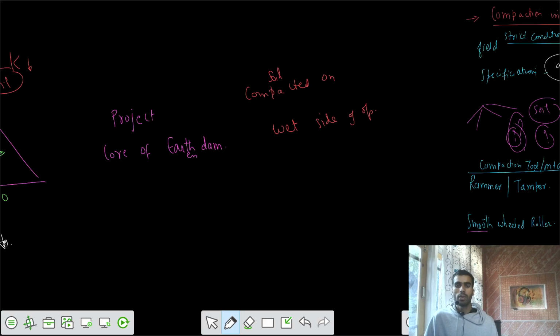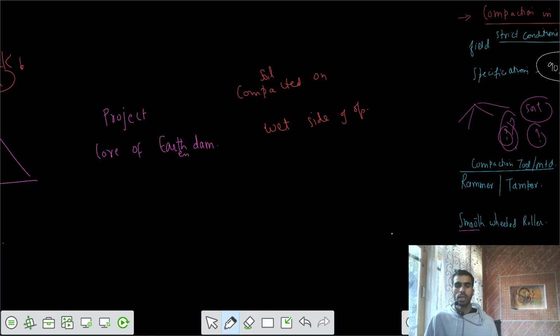And the reason: permeability should be less, cracking in the core should be less, seepage should be less. Okay.